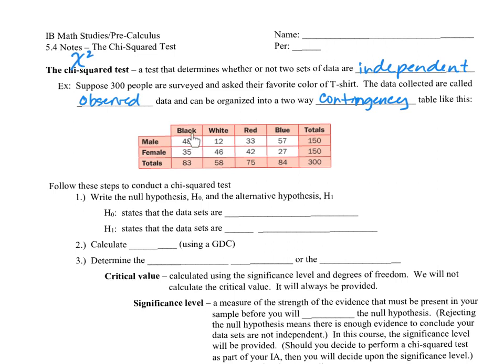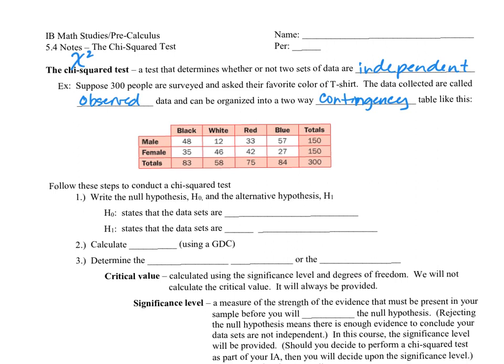So we have the colors of t-shirts, and then we have males and females that were surveyed. So this is our observed data, these numbers in white. Now these totals, they aren't actually part of the data. However, we'll use those totals later on when we look at some expected frequencies.